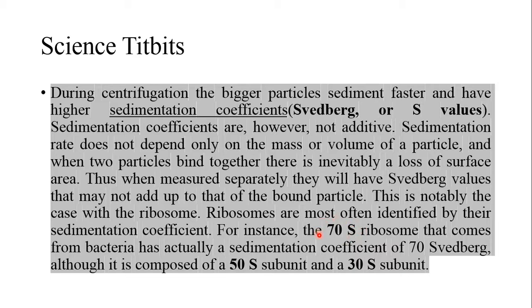So why does this value decrease? It is due to the surface area. When the two subunits are separate, their surface area will be greater, so they have 50S and 30S values. But when we combine these two subunits, their surface area will decrease, so we get only 70S, not 80S. So in this way their sedimentation coefficient will decrease. Hope you have understood this sedimentation coefficient.